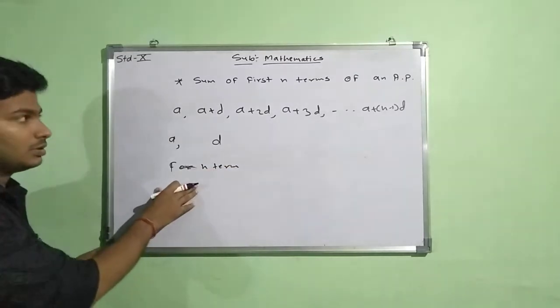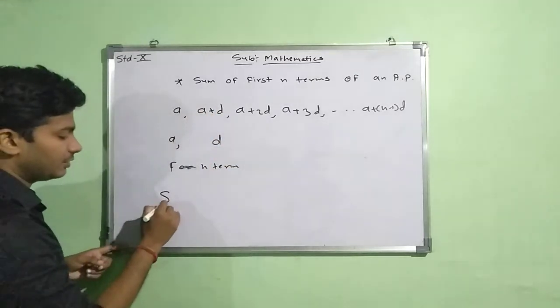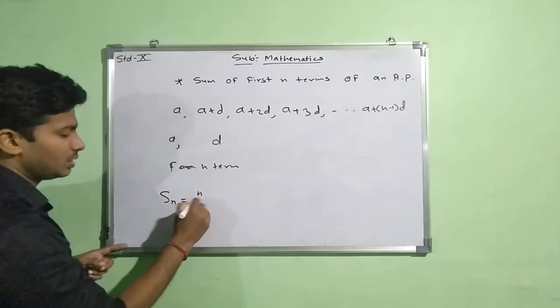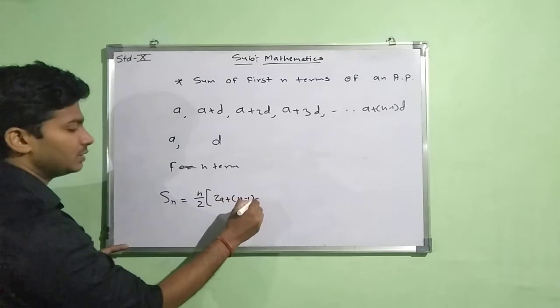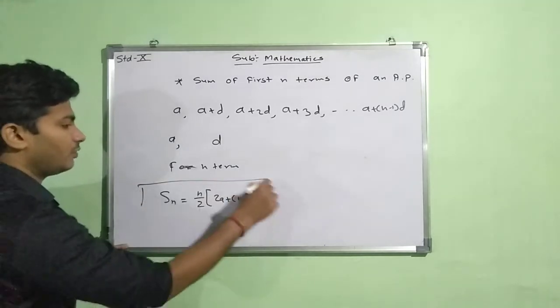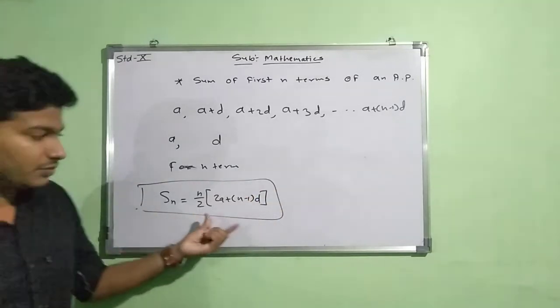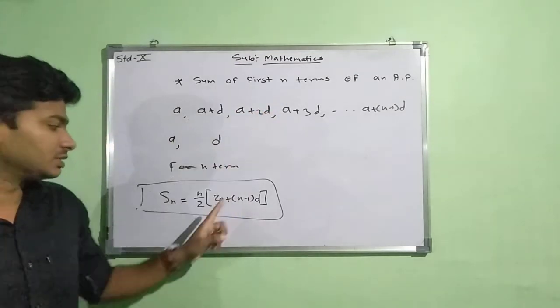To find the sum of n terms, we can write the formula Sn is equal to n by 2 inside the bracket 2a plus n minus 1 into d. So this is a formula for finding the sum of n terms.